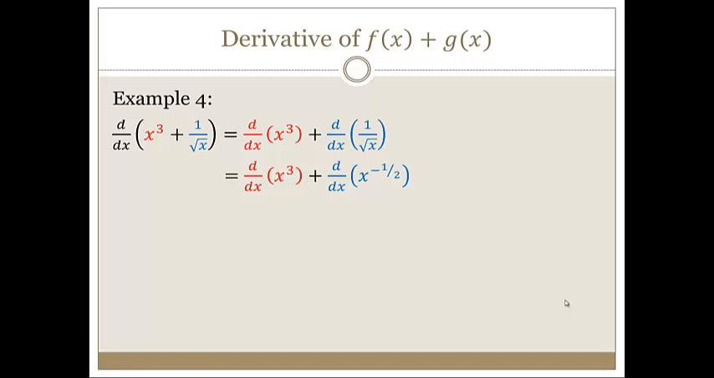Using the power rule that we found in the last video, we get 3x squared plus negative 1/2 times x to the negative 1/2 minus 1, which is 3x squared minus 1/2 x to the negative 3/2. So the derivative of x cubed plus 1 over the square root of x is 3x squared minus 1/2 x to the negative 3/2.